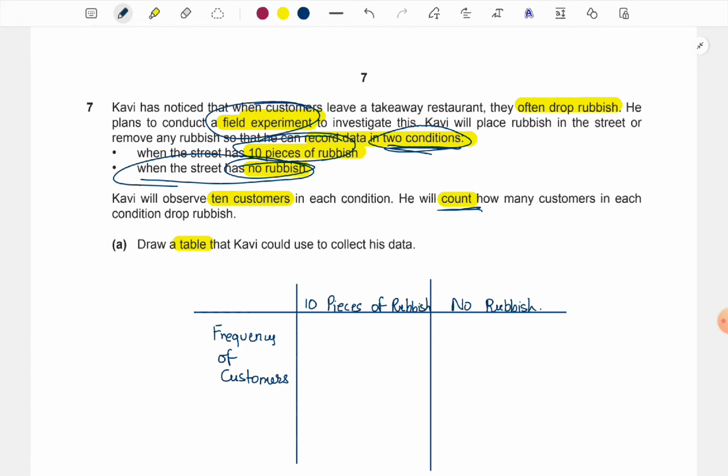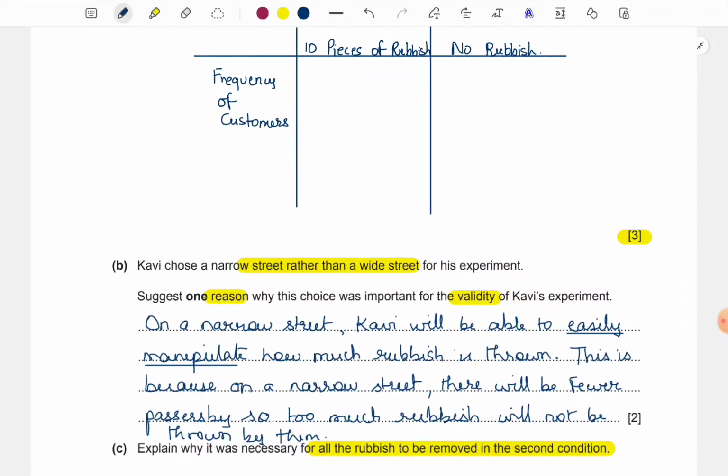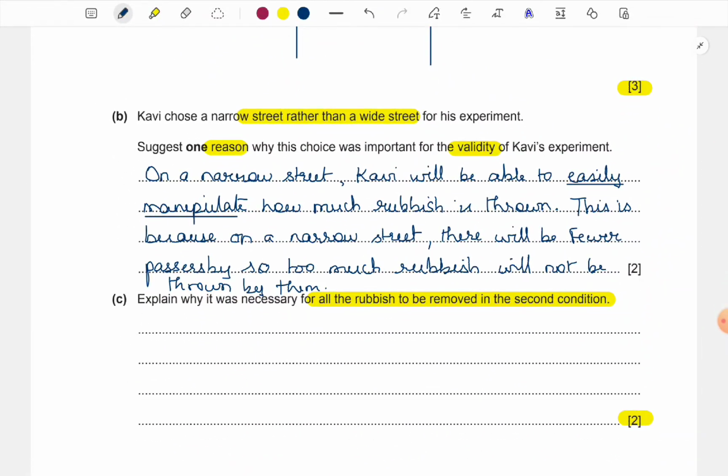Which brings us back to the question of having a control condition in an experiment. Here they're asking us about that indirectly. So why is he having a control condition of no rubbish? That is what they're trying to ask. Okay, so why would he have this condition? For a baseline comparison. Okay, we are assuming, means Kavi is assuming that because there's rubbish, people are throwing more. But is it really the case? What if there's no rubbish? Wouldn't they be throwing in that case also? So he needs a comparison to confirm this. That's why he's having such a condition.